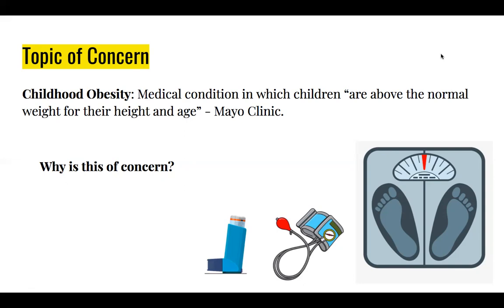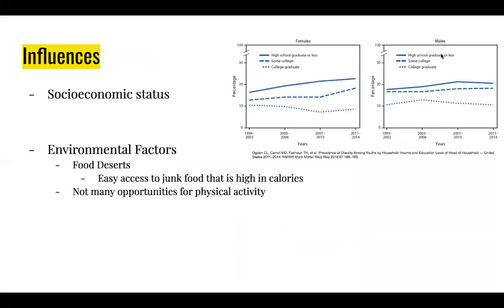Many of the health conditions that are side effects of obesity, such as high blood pressure and type 2 diabetes, are also in the risk category of COVID-19. In the next two slides, I will discuss organizational and community factors that relate to childhood obesity. The first one is socioeconomic status.